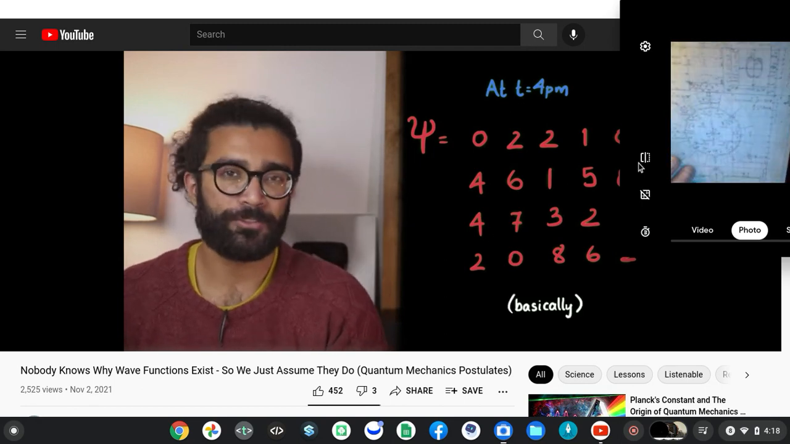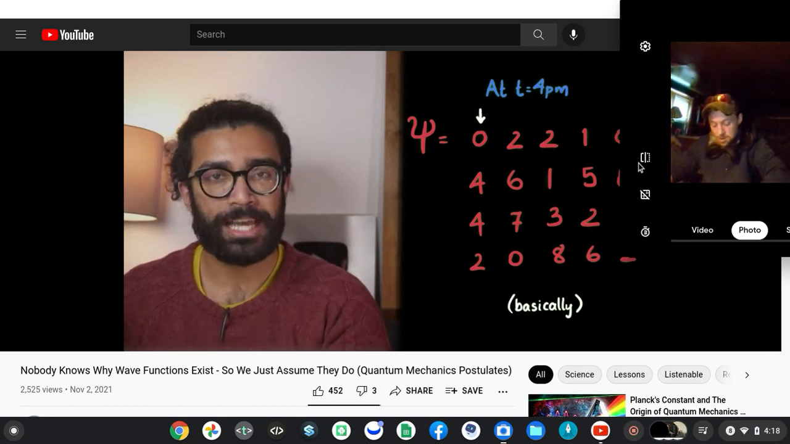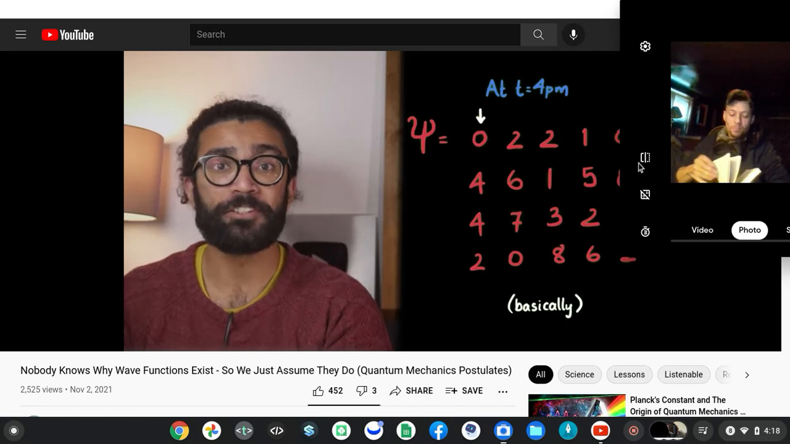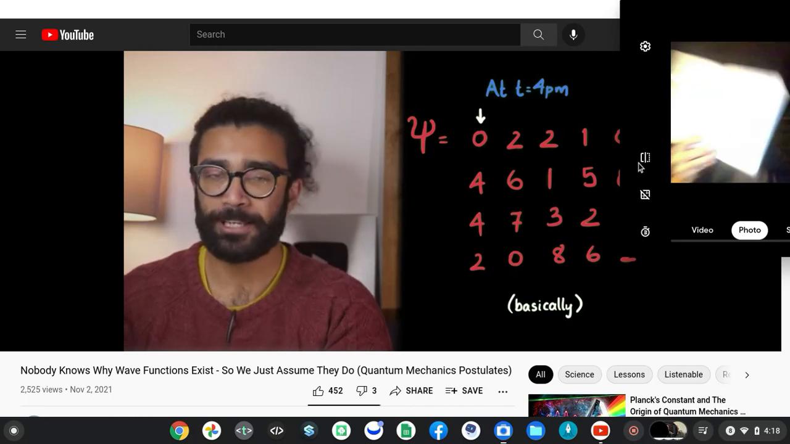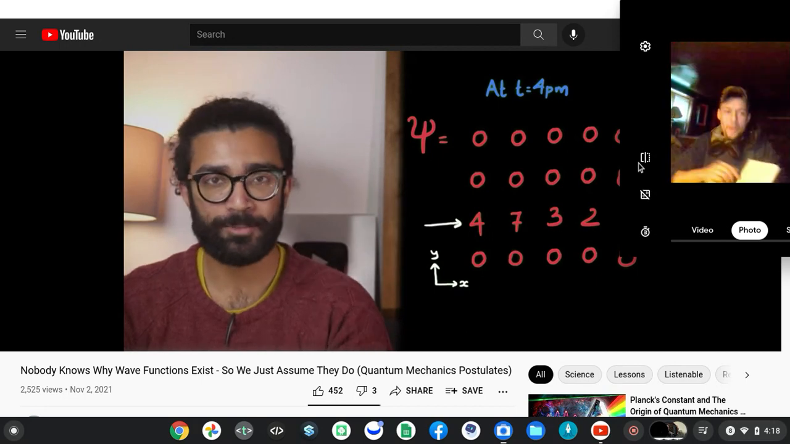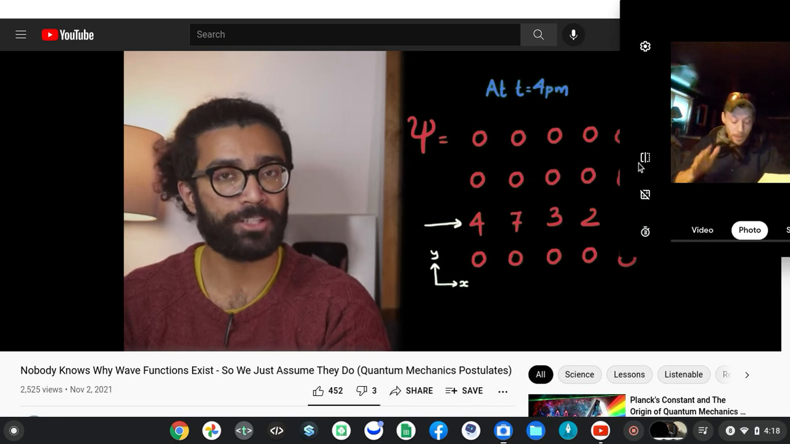And this value can be zero in some places. To see how the wave function has anything to do with our electron, let's simplify things even further and imagine that its value is zero everywhere except for along this line in space. We can now plot a graph of the wave function value at every point along this line.